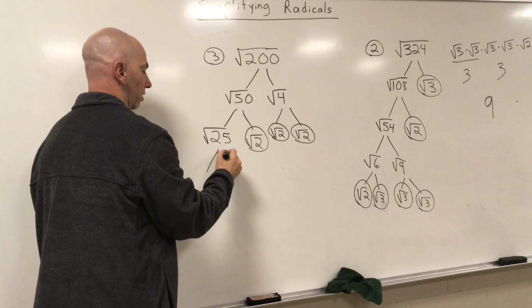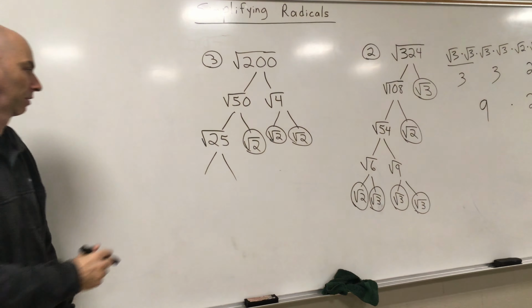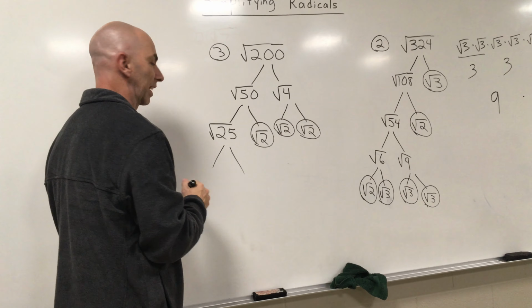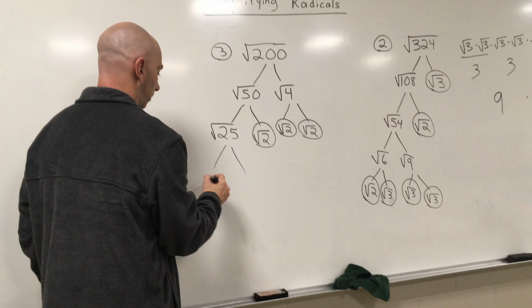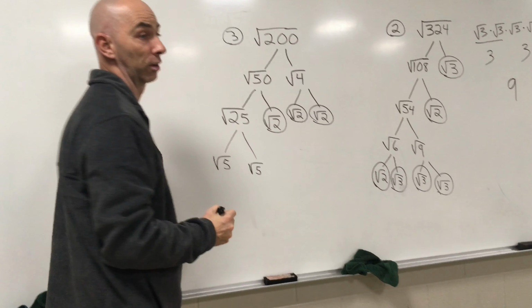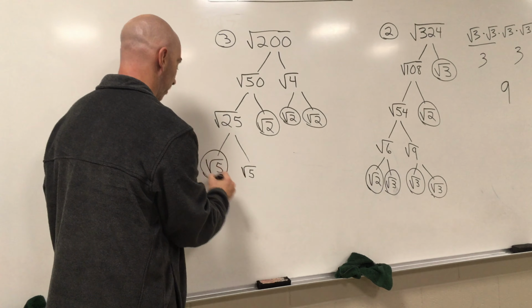Now let's do the 25. 4 and a half and 2? No, sir. We can't do that. No, you can't. That's a good question, though. It's gotta be a whole number. So what is it? 5 and 5. Yeah, 5 and 5. If we start doing decimals and fractions, we never want to be done.